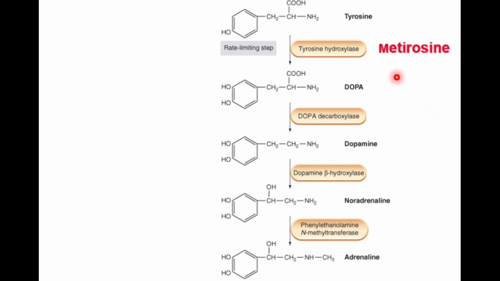Metyrosine, also called alpha-methyltyrosine, inhibits tyrosine hydroxylase and reduces noradrenaline and adrenaline synthesis. Metyrosine is useful in pheochromocytoma, both perioperatively or as a long-term therapy in inoperable cases.